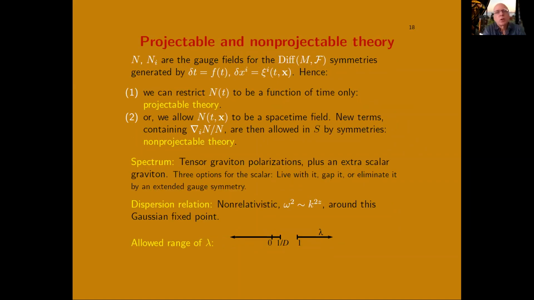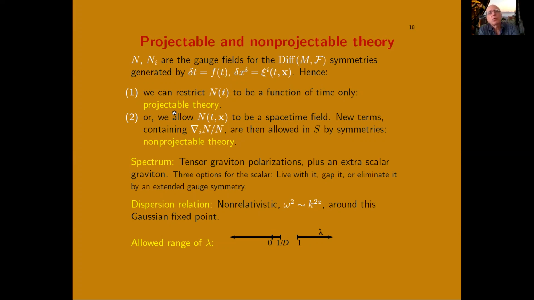There is finally one last technicality I wanted to mention. Since the group of spacetime foliation preserving diffeomorphisms is locally generated by space-time dependent spatial diffeomorphisms and only time-dependent time reparametrizations, it is consistent, if you choose to do so, to restrict the lapse function. The lapse function here plays the role essentially of the gauge field associated with the time reparametrization. So you don't have to allow the lapse function to be a space-time field. You can make it projectable and allow it only to be a function of time. That version of the theory is known as projectable theory of gravity with anisotropic scaling.